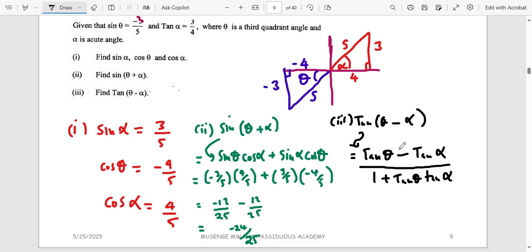And then you just get to substitute at these points where there is tan theta. You already know what tan theta is. Where there is tan alpha, just like that.